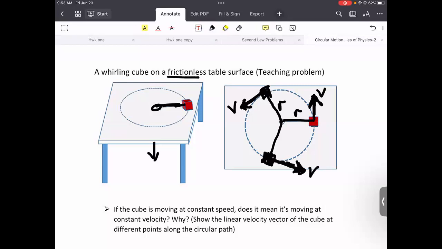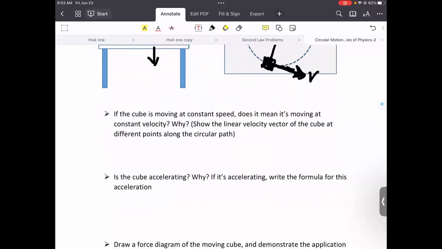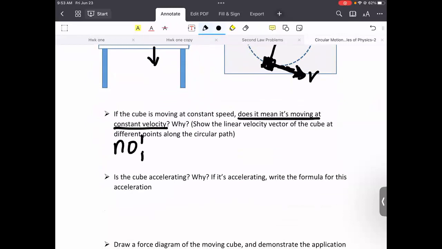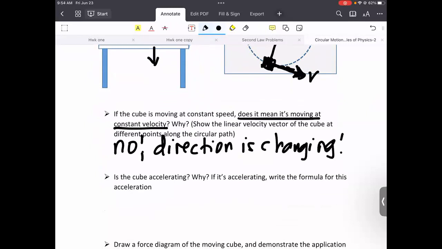So therefore, does it mean it's moving at a constant velocity? The answer is no. Direction is changing. So the answer is no.